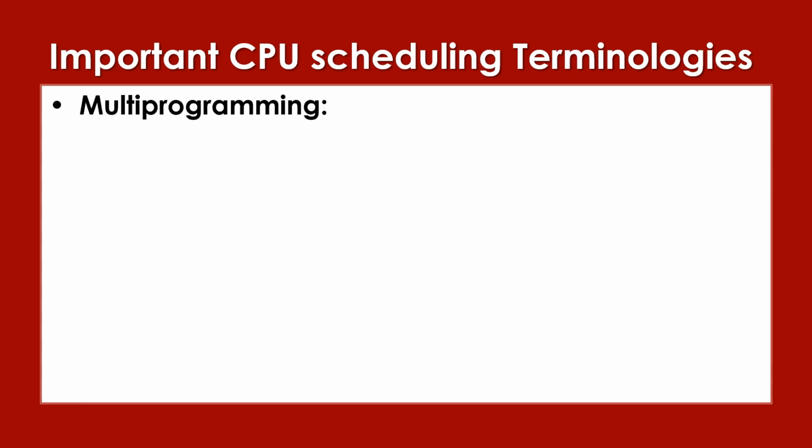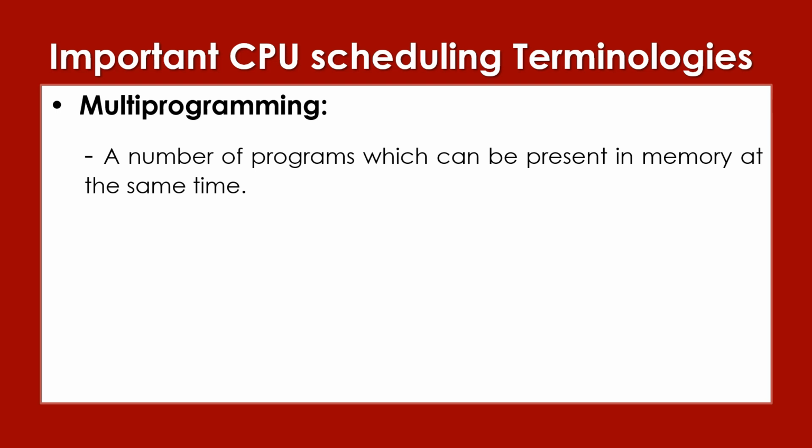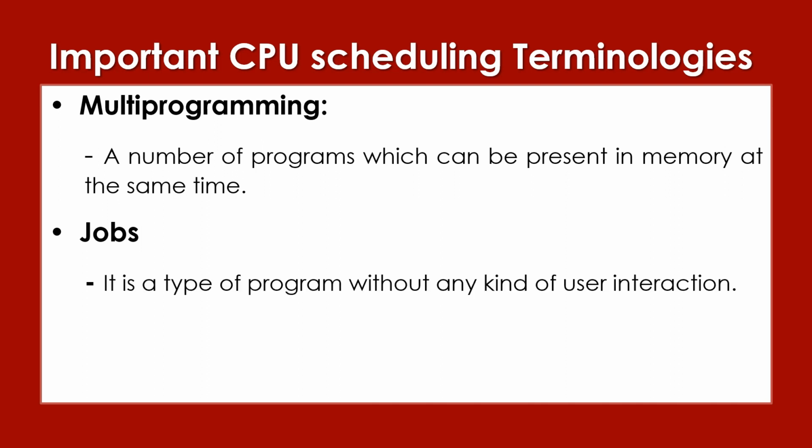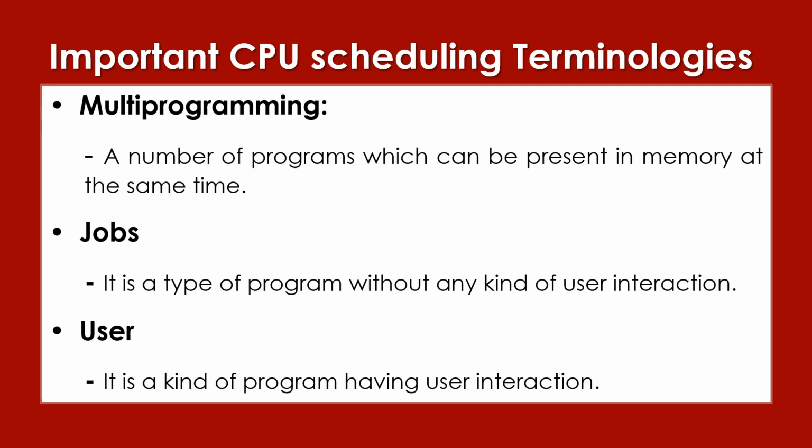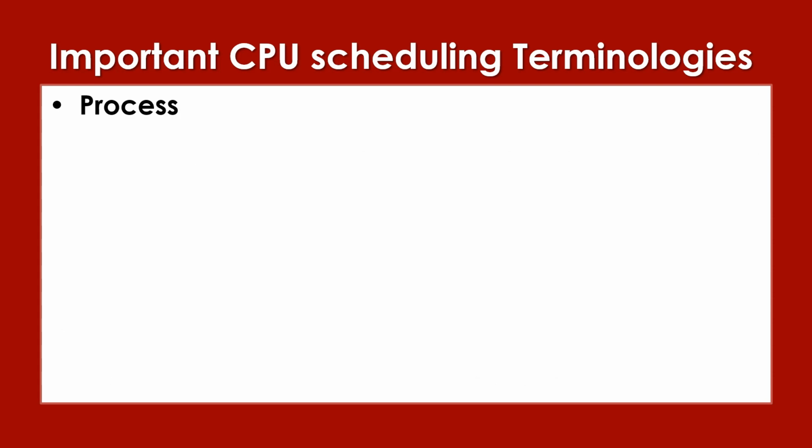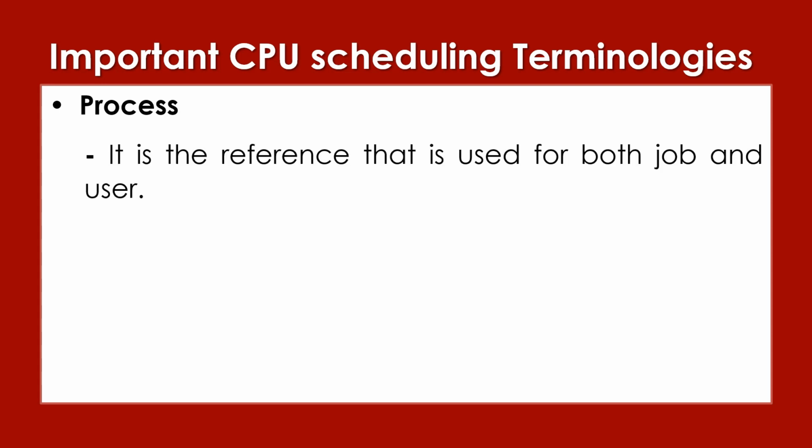Another important term is multi-programming, the number of programs which can be present in memory at the same time. We also have the jobs. It is a type of program without any kind of user interaction. User is a kind of program having user interaction. Next, we have the process. So, palagi natin napapakinggan tong word na process na to. So, ano ibig sabihin ng process? It is a reference that is used for both jobs and user.